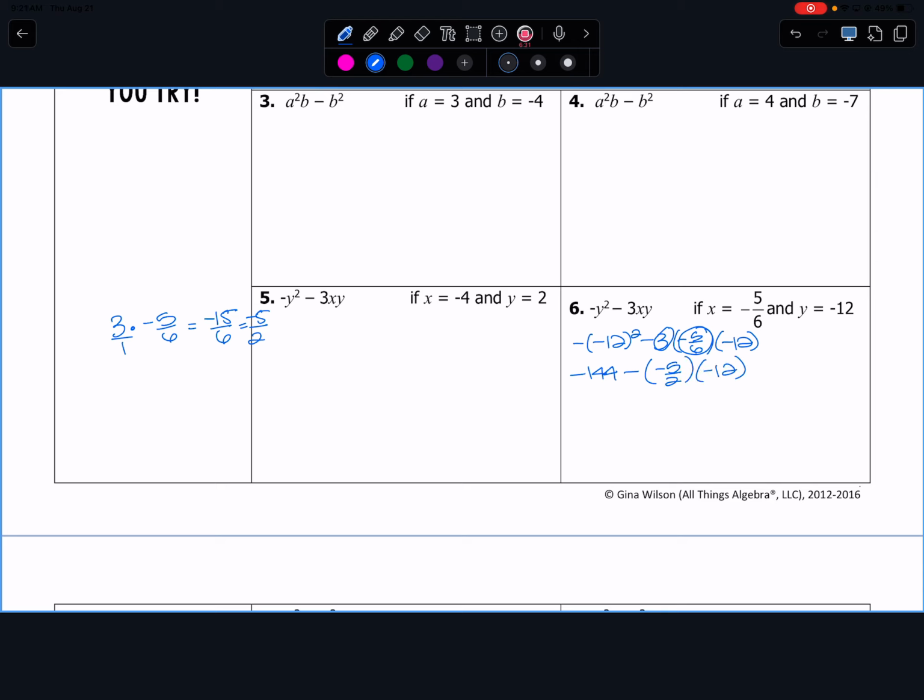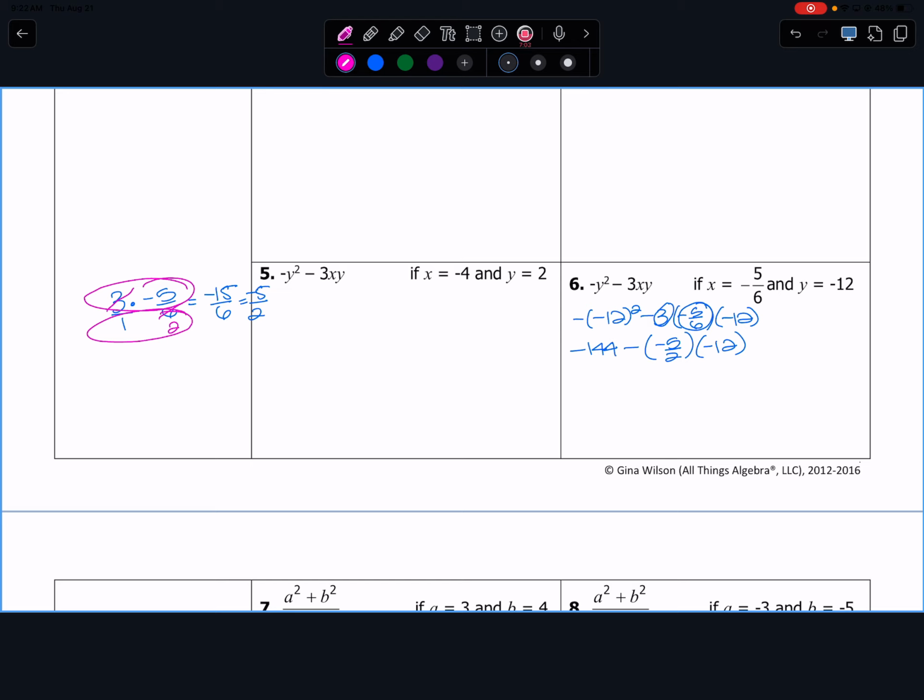by negative 12. I'm okay with you recognizing that I could have reduced my 3 and my 6 and gotten 2. That's totally fine. However, some of you guys struggle with just fractions in general. So you can always multiply straight across and then reduce afterwards. I don't care which way you do it. Eventually you'll get better with fractions and then you'll cancel stuff out. But for now, it's okay.